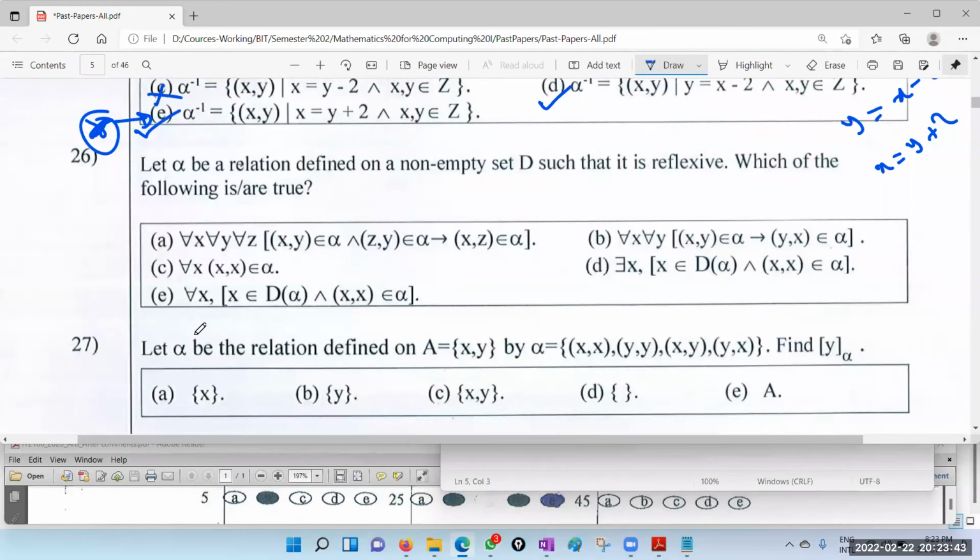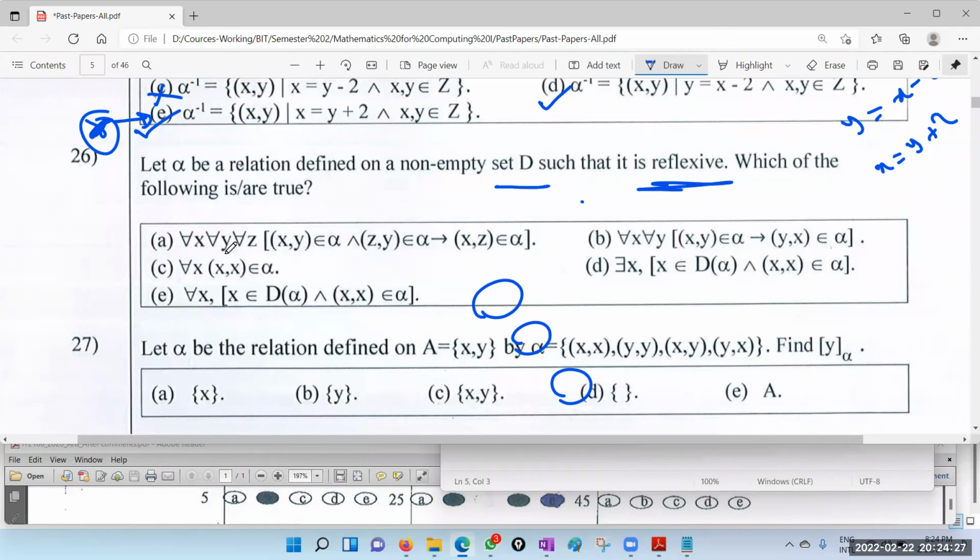Let alpha be a relation defined on a non-empty set D such that it is reflexive. Which of the following is are true? Reflexive means always A to A, B to B, C to C must be there. If there's a value in the domain, it must be mapped to itself. Anything else can happen, we don't care, but this must be satisfied.